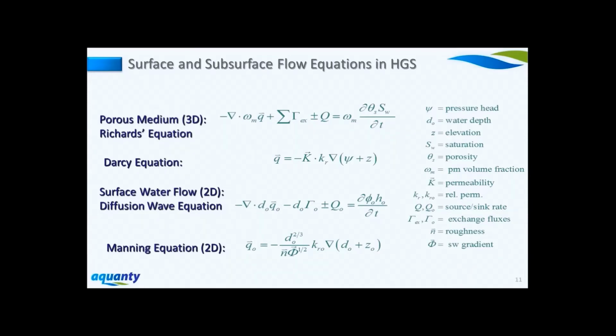Over the surface domain, we are showing the diffusion wave equation, again, divergence of the water flux plus or minus source and sink, so water exchange flux equals change in surface water storage. And here we're showing Manning's equation, sort of the analogy to Darcy's equation, to describe the flux of water over the surface domain.